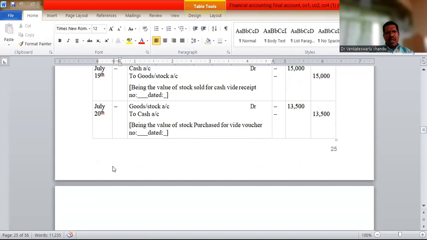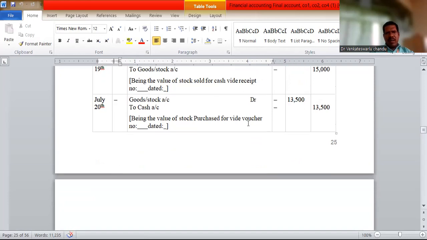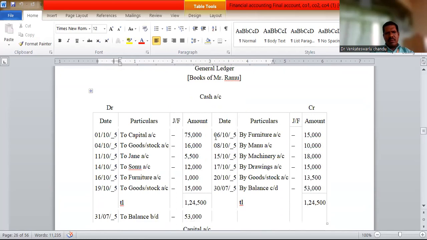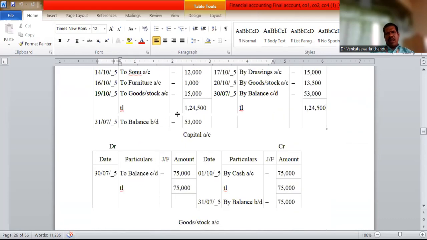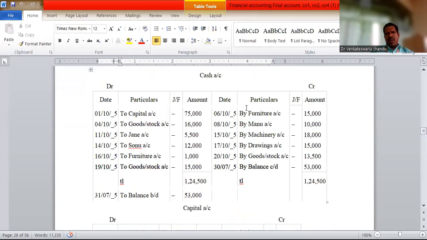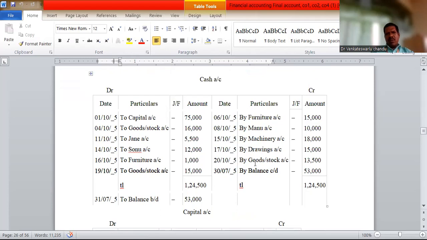So on 20th July, cash shows 13,500. See, on 20th, bought goods or stock, 13,500. Goods or stock is on the debit side, so in the cash account we use the word to goods or stock. Actually, cash is on the credit side. In the cash account, we won't use the name cash; that's why on 20th we use the opposite word, because it is the cash account. Bought goods or stock account, value 13,500.